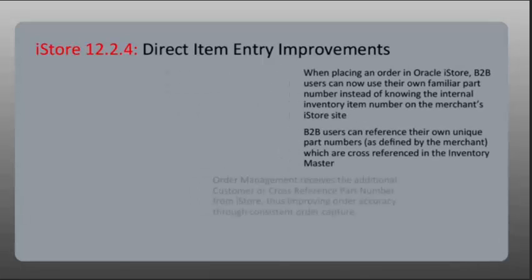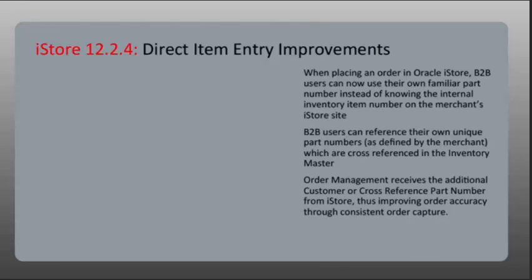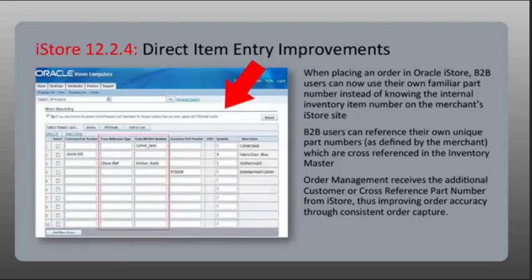So if we take a look at direct item entry, what we did was we enhanced the entry screen. And if customers know their particular part number, they can add it in without having to browse the iStore catalog and put items into their shopping cart through the browse and the search. They can go directly into this form that you see here and add cross-reference information along with their customer part number. And as I said, this was something that our customers had asked for. Their external customers sometimes don't remember the internal inventory number and are familiar with their own part number. So this gives the iStore end user the ability to enter that in the direct item entry form and then add those items to the shopping cart.